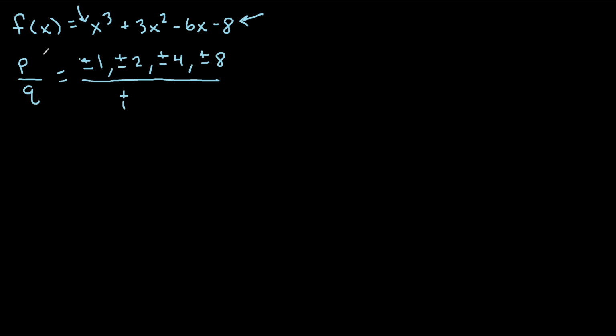And then we can do all of the p's divided by all of the q's. Since q is just 1, all of these numbers divided by plus or minus 1 are just equal to themselves. So the possible zeros for this function are plus or minus 1, plus or minus 2, plus or minus 4, or plus or minus 8. To start, we're just going to pick a number, plug it into the function, and see if it turns out to be a 0 or not.